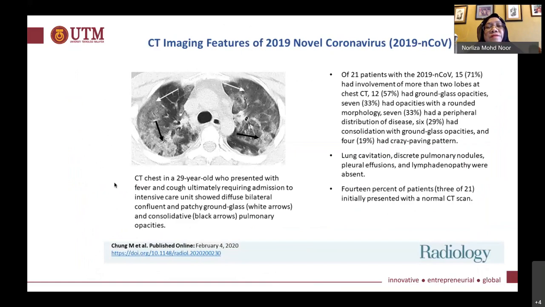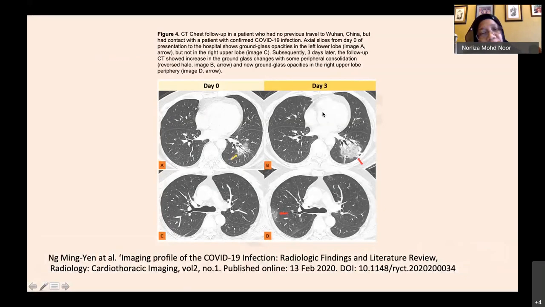All right, so this is roughly the CT imaging features of the 2019 coronavirus. Of 21 patients with COVID-19, 17.1% have involvement of more than 2 lobes, 57% have ground glass opacities, and 33% have opacity with rounded morphology. So this is how intense it is in COVID-19.